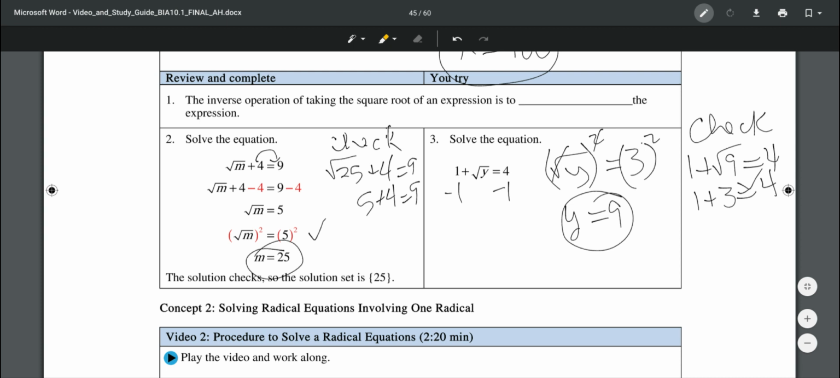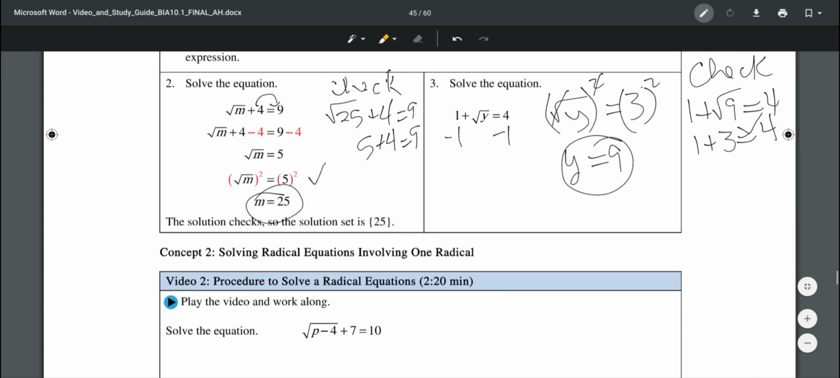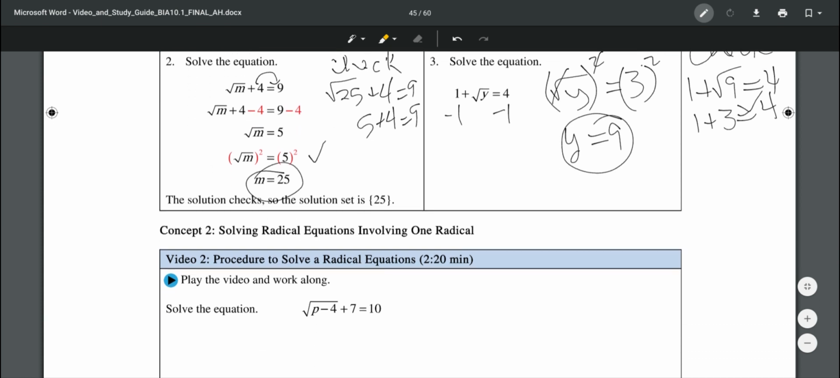What you do not want to do is keep an answer that, when you plug it back into your square root, the number under your square root becomes negative. Those are not real numbers, and we'll talk about those in a little while.